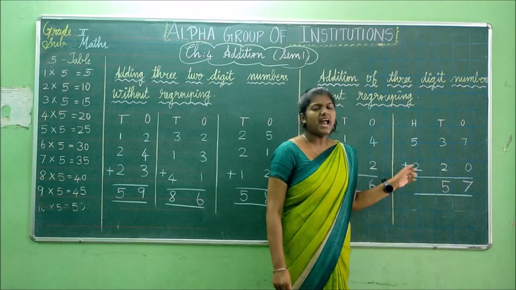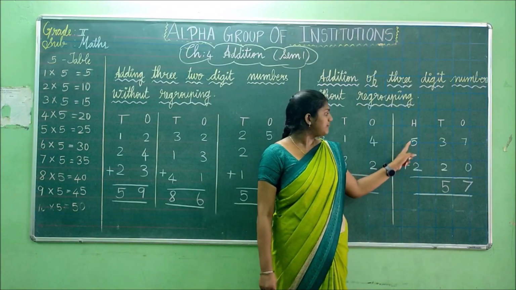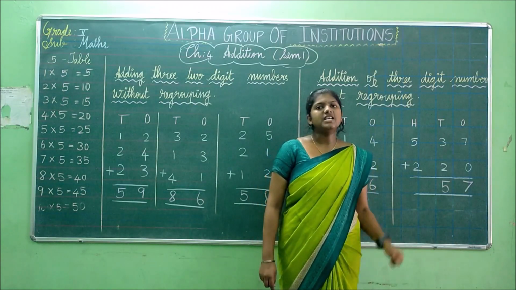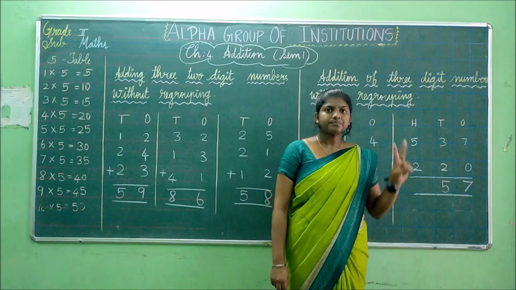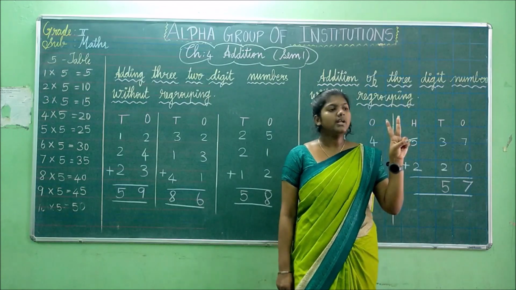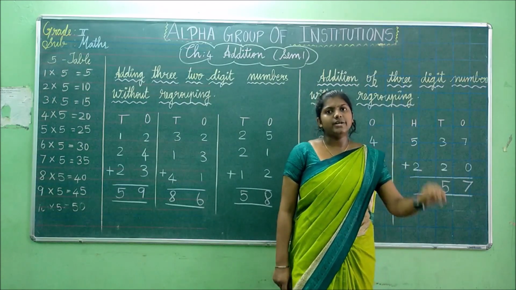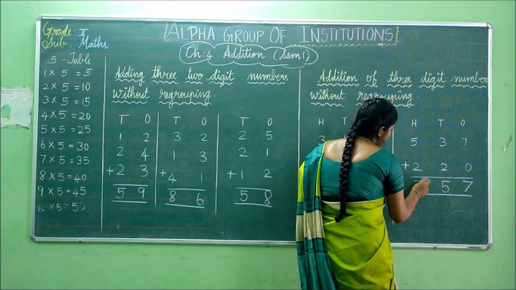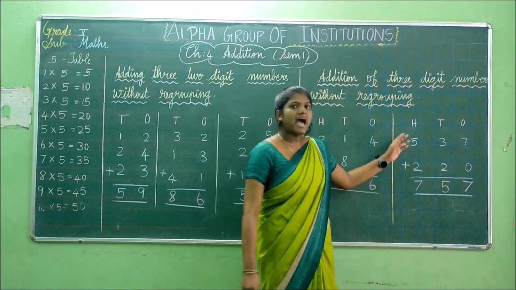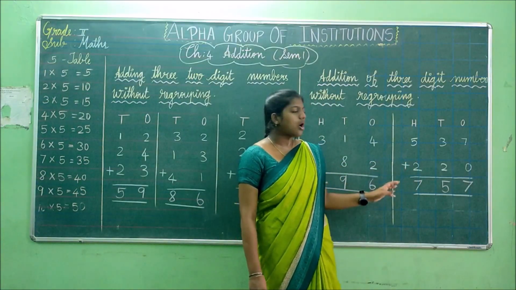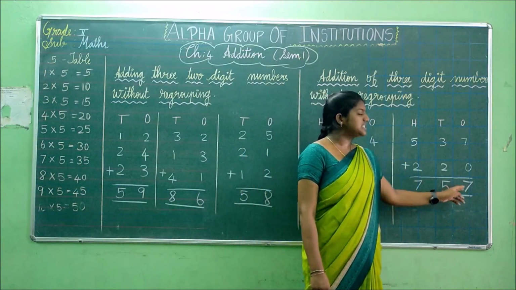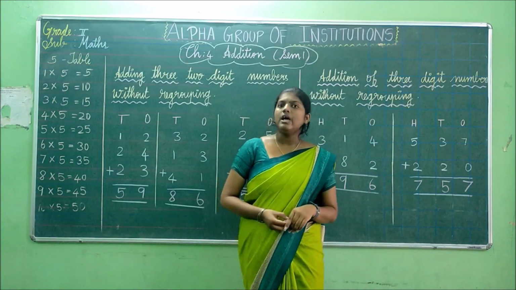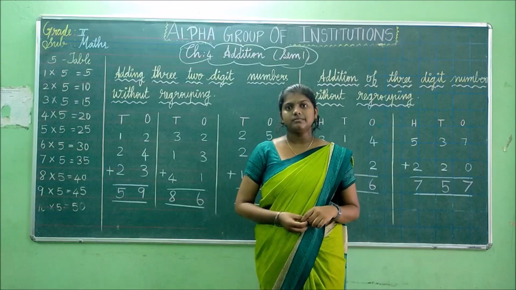And next see the hundreds place. We are having the numbers 5 and 2. So take 5 in the mind and 2 in the finger. So 5 after 6, 7. So what answer we got, children? 7. So I am writing 7. So by adding these 3-digit numbers, we got 757 as the answer. So I hope you all understood addition, children.